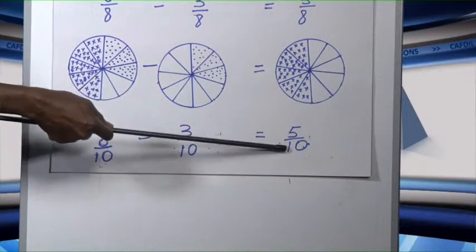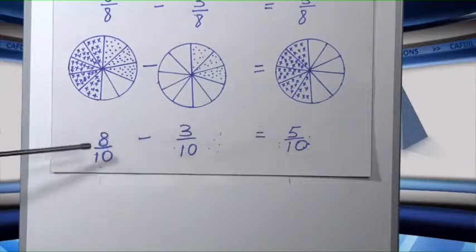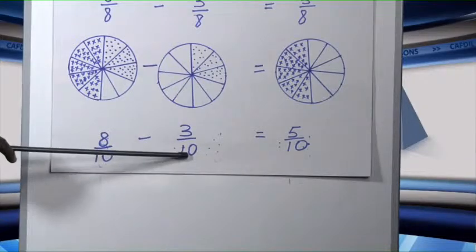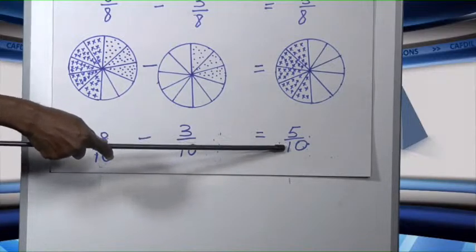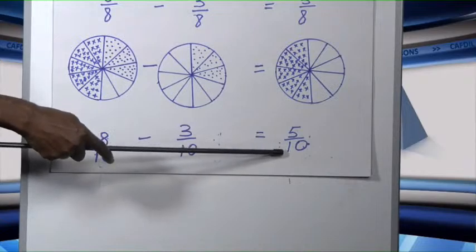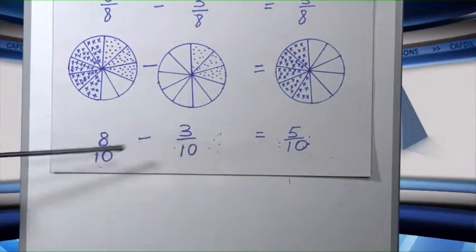5 tenths. Has the denominator changed? Come here. What is it? 10. Good. What is it here? 10. And what is it there? 10. So the number of parts in all does not change.